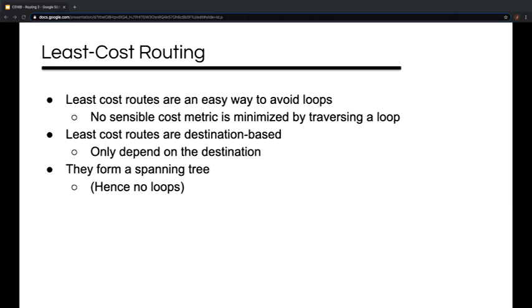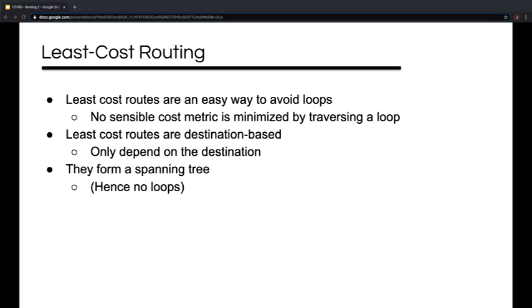So thinking about least cost paths, they're an easy way to avoid loops, right? Because no reasonable metric is minimized by traversing a loop. I mean, if you had a negative metric, then yes. But if you had a negative metric on a loop, then actually you minimize it by staying in the loop forever, right? So, no reasonable metric for networks is negative like that usually.